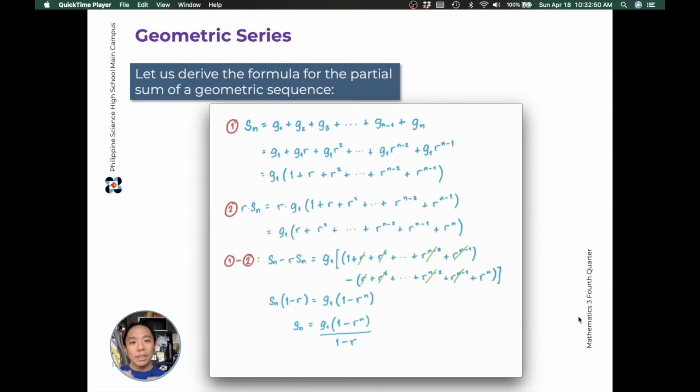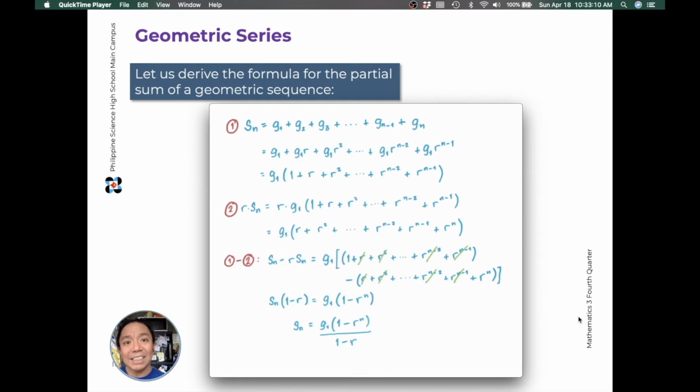So ano yung hindi pwedeng maging value ni r dito sa expression na to? Clearly, hindi tayo pwedeng magkaroon ng r na equal to 1. Otherwise, magiging undefined itong expression. Ito magiging 0 yung denominator. At the same time, ano ba yung implication if r equals 1? It just means you're adding the same terms over and over. Parang 2 plus 2 plus 2 plus 2. Kasi the common ratio is 1.